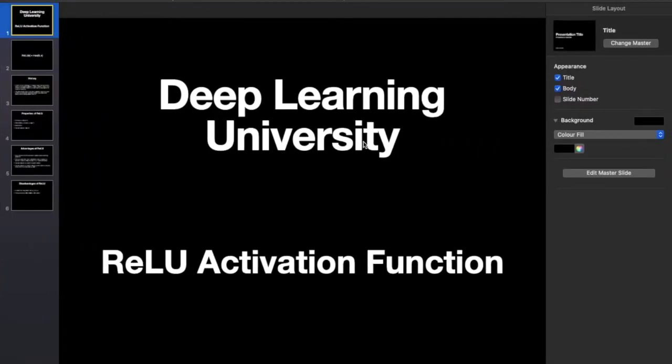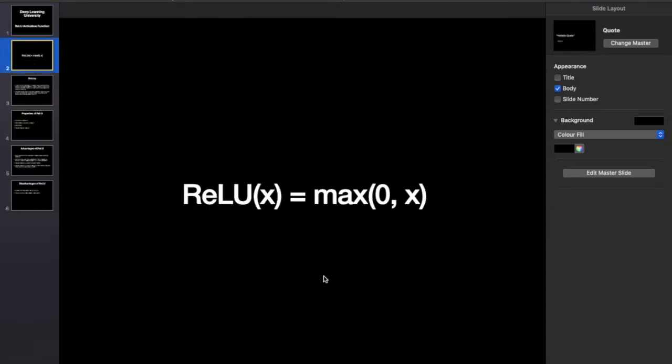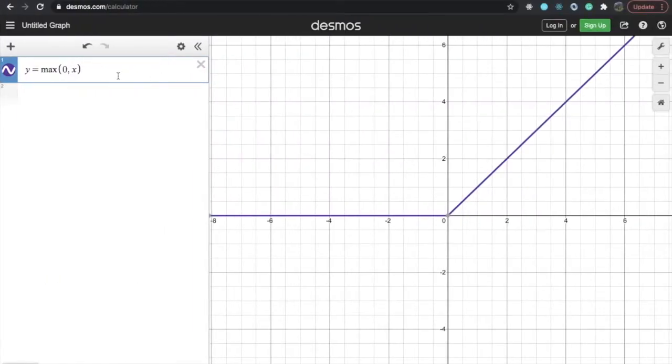In this video, we will be talking about the ReLU activation function, which is short for Rectified Linear Unit. So this is what a ReLU function is. It is the maximum of 0 and x. So let's see how it looks. I've plotted it on my screen. It is basically the combination of an identity function and the function y equals 0. So it is the maximum among the identity function and the function y equals 0.